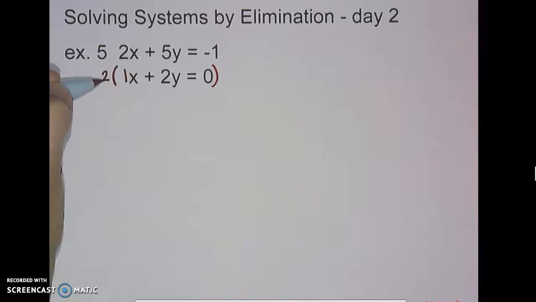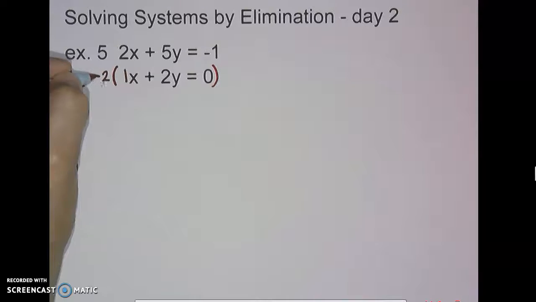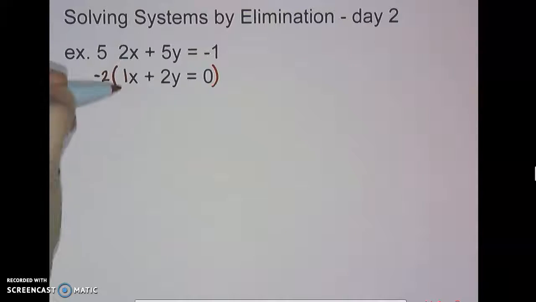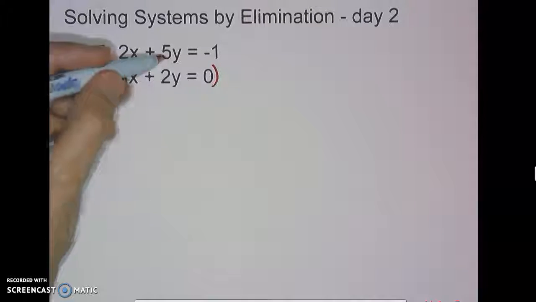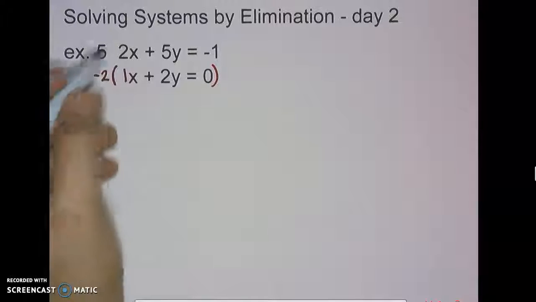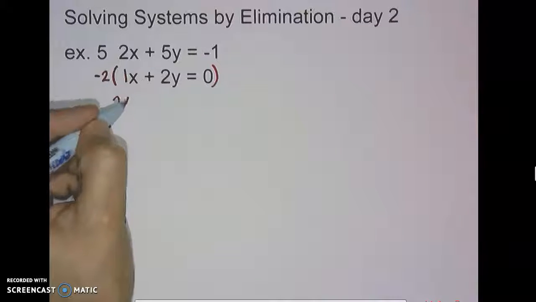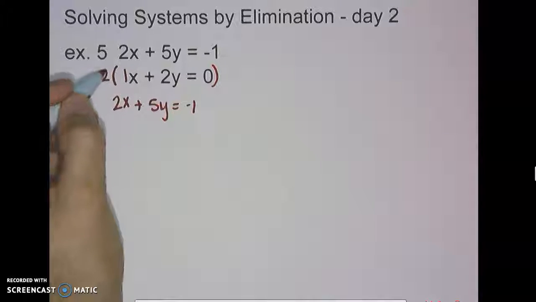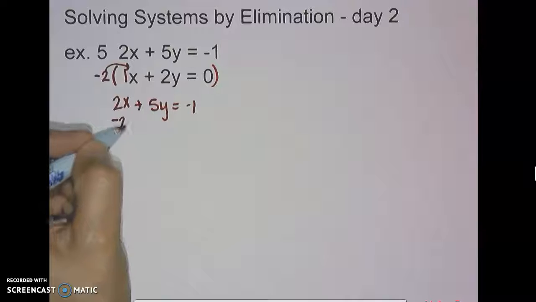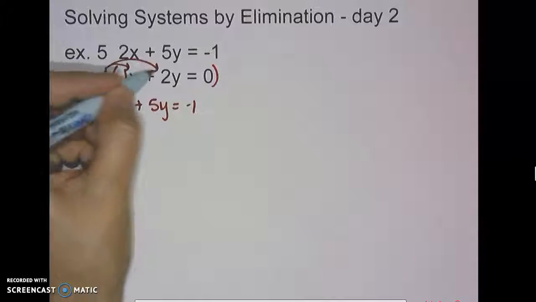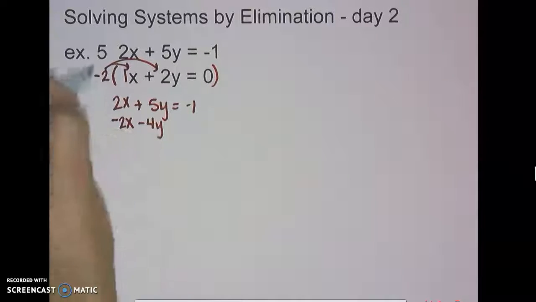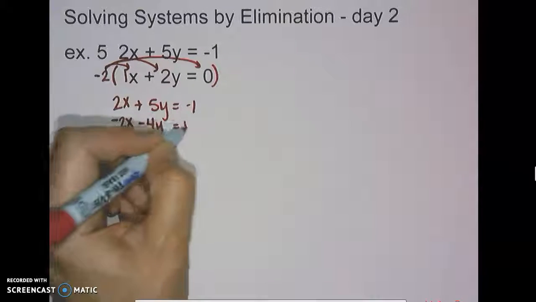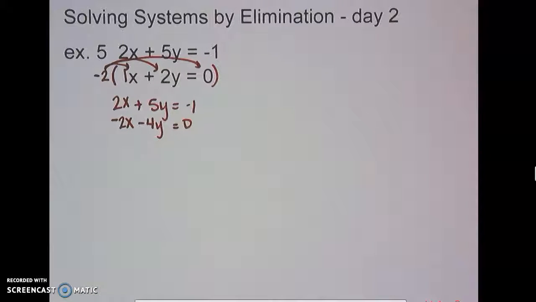Now, if we just multiply by a positive 2, that's not going to make these be the opposite signs. So that means that we're going to make this be a -2. And I'm choosing the x's because 1 multiplies to get 2 a lot easier than 2 multiplies to get 5. So the first equation is staying the same, so we're going to write it down exactly as it was. And the second equation, when we distribute this -2, it's going to give us -2x minus 4y equals 0. So we have to remember that we need to distribute it to everything.